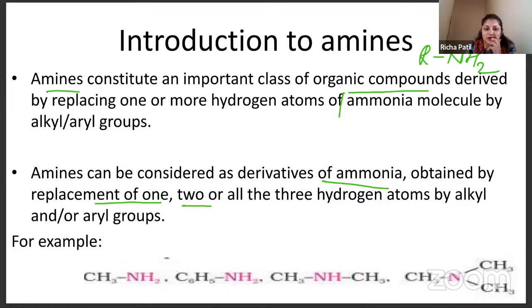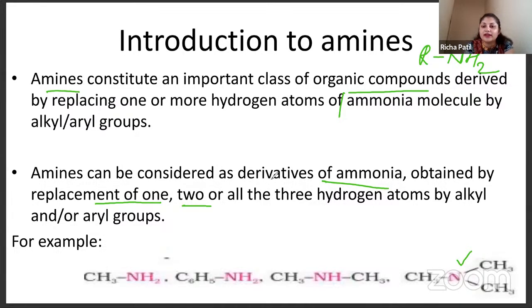So you can see here. First is methanamine. This is benzylamine. This is dimethylamine. Here only one hydrogen atom has been replaced by a CH3 group. Then one hydrogen atom has been replaced by an aryl group. Here two hydrogen atoms are replaced by alkyl groups. And in this, all three hydrogen atoms are replaced by alkyl groups. So these are the examples of amines.